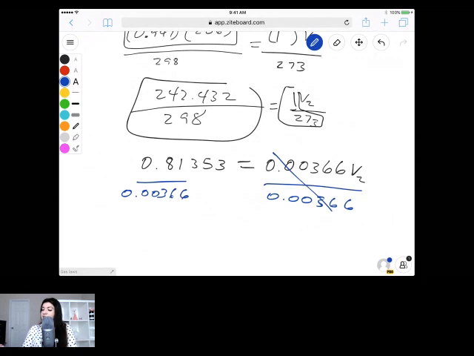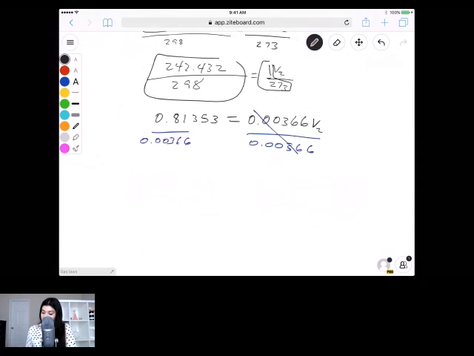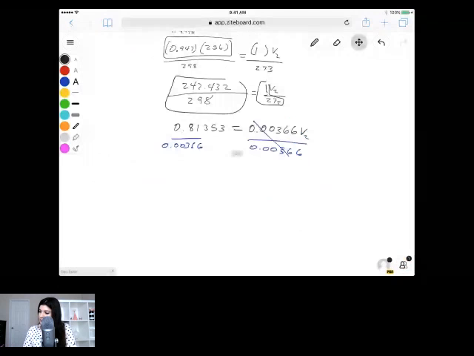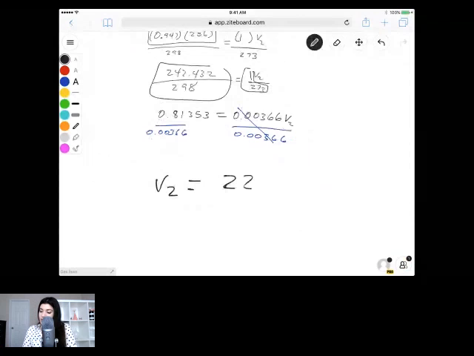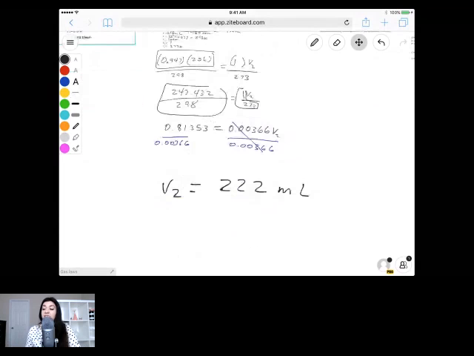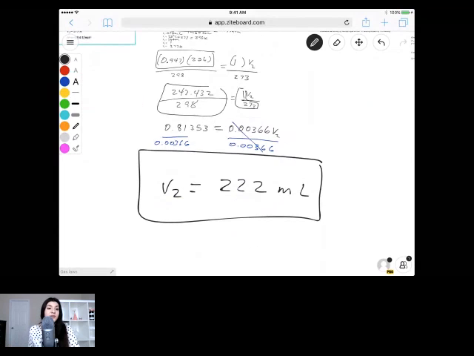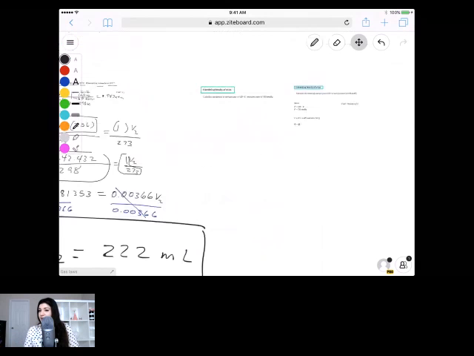And those would then cancel. And 0.813353 divided by, we just got, so we'll have a volume of 222 milliliters. And that makes sense. Our initial volume was 256 milliliters. So yes, that's fine. 222. That just means it went down. All right.